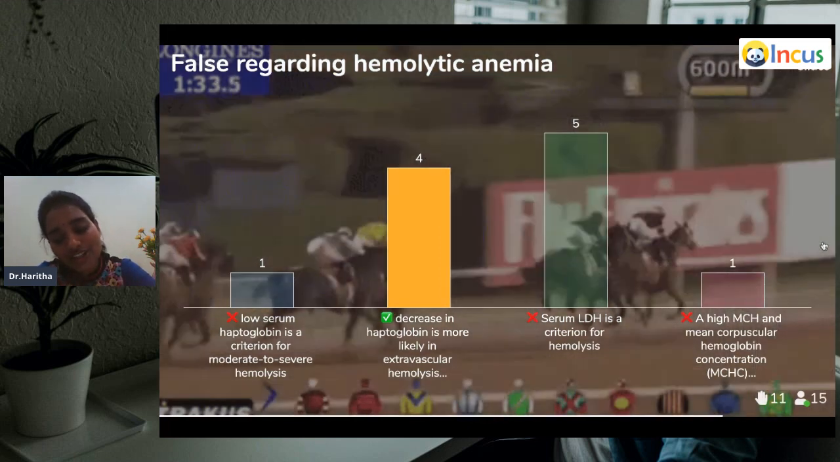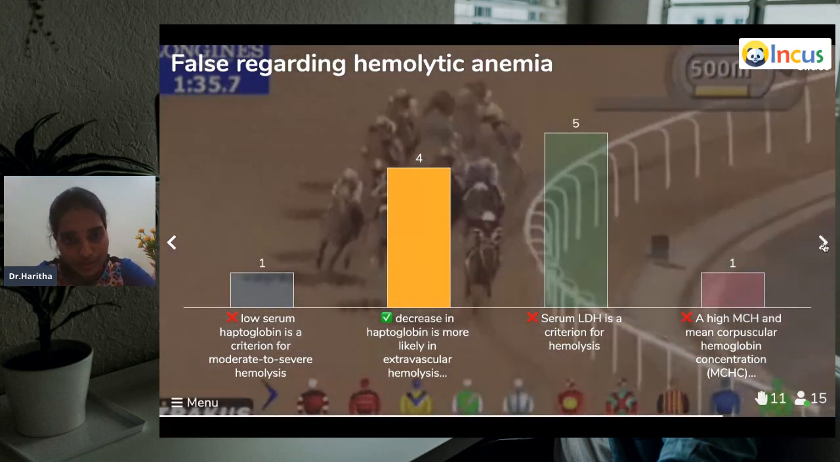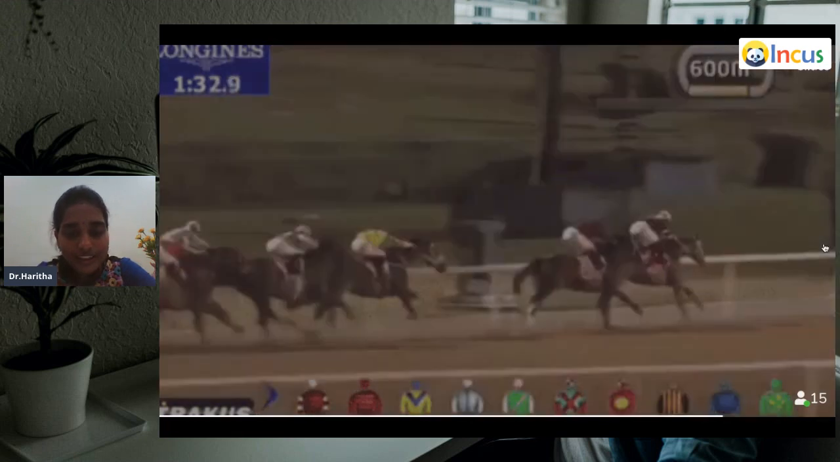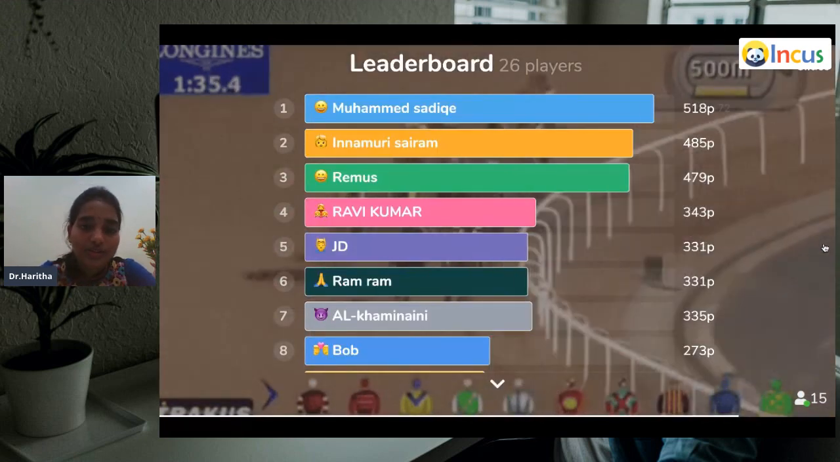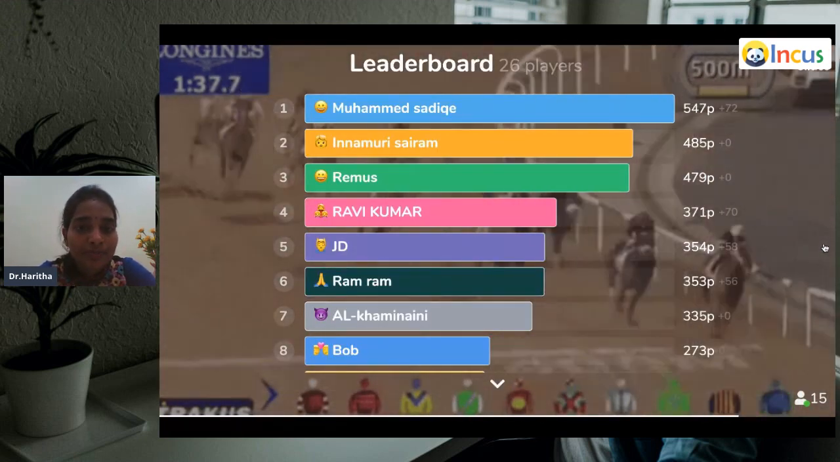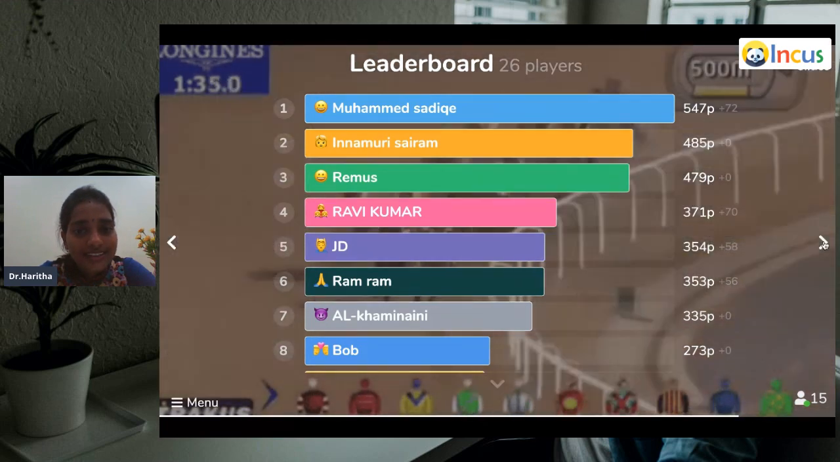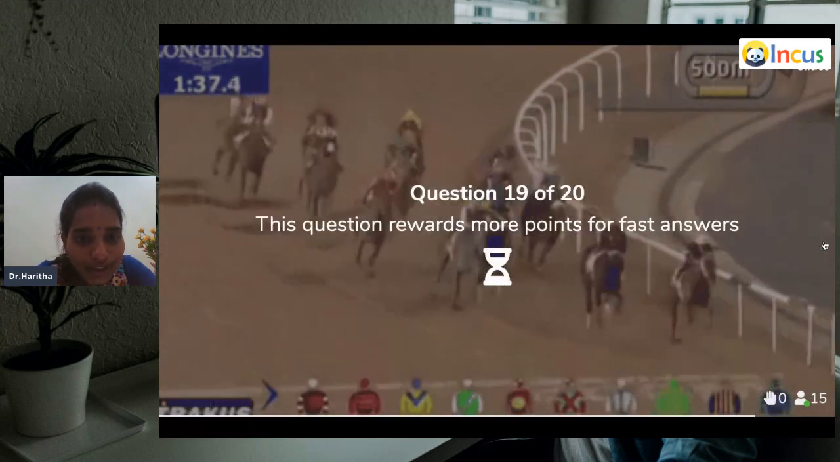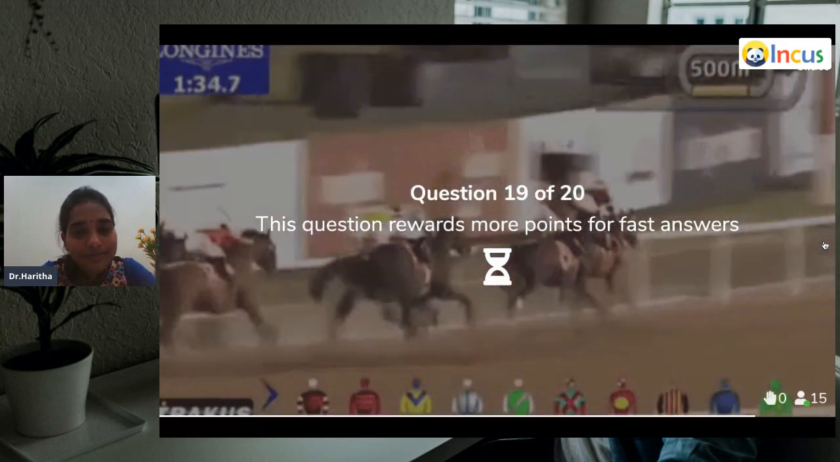And serum LDH is a criterion for hemolysis, in both extravascular and intravascular hemolysis. You have to remember it. It's important. Mohammed Sadiq, Sairam, Bob. I see a new name. Ram Ram.